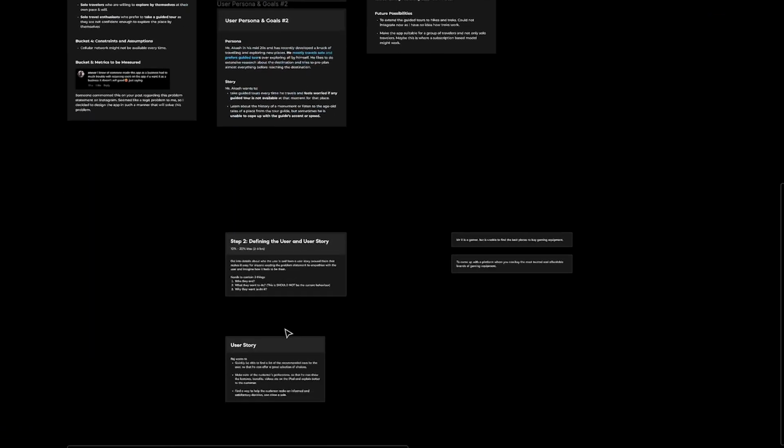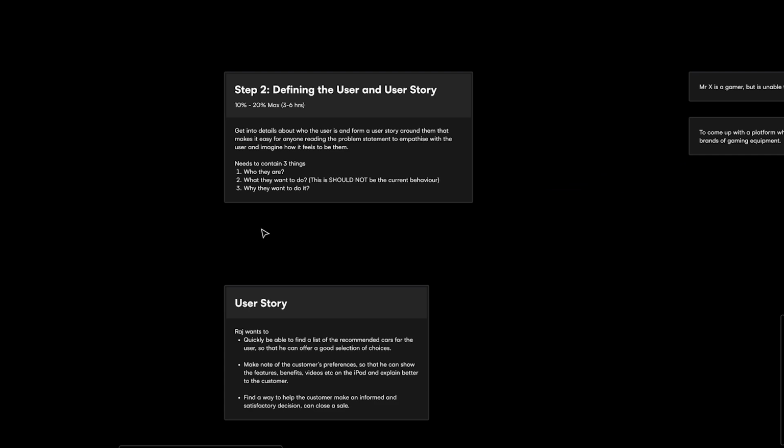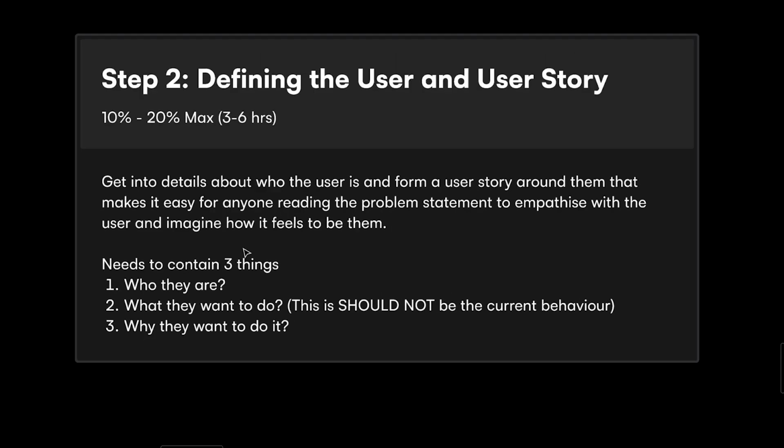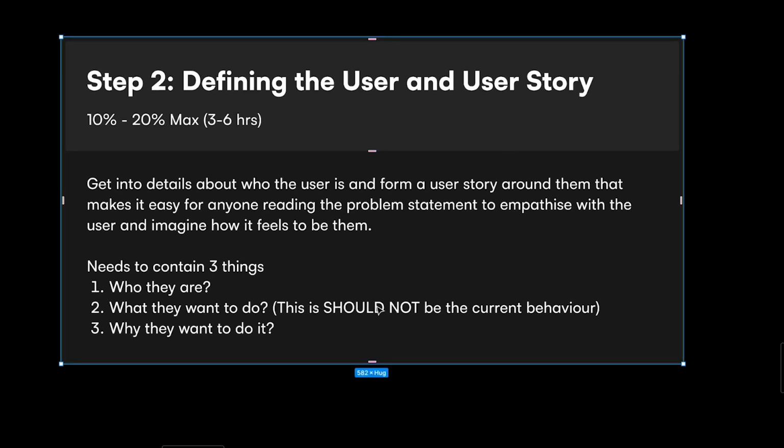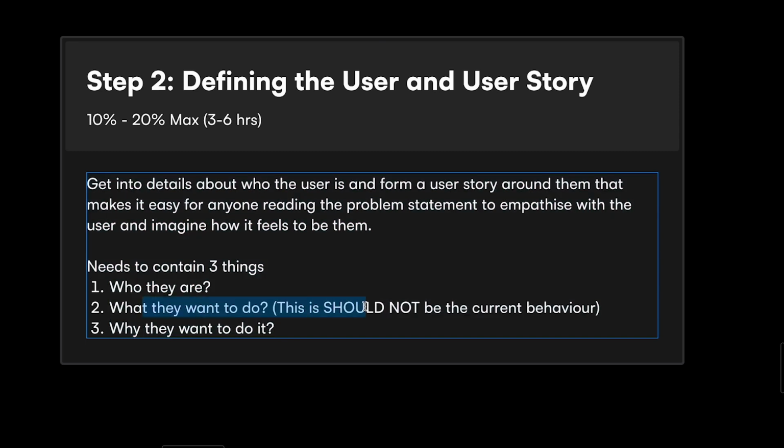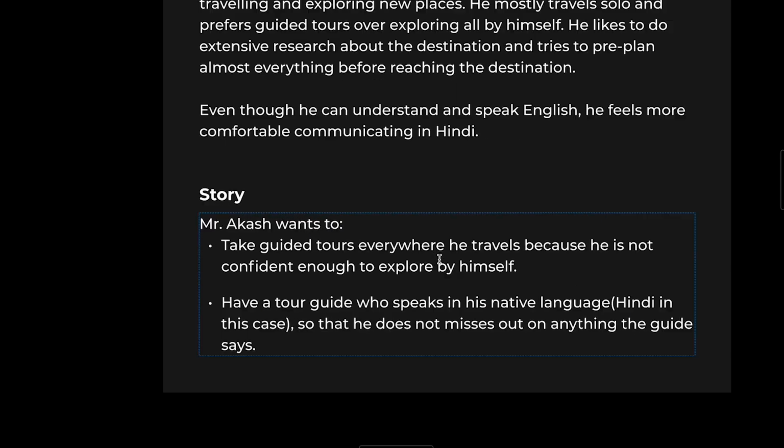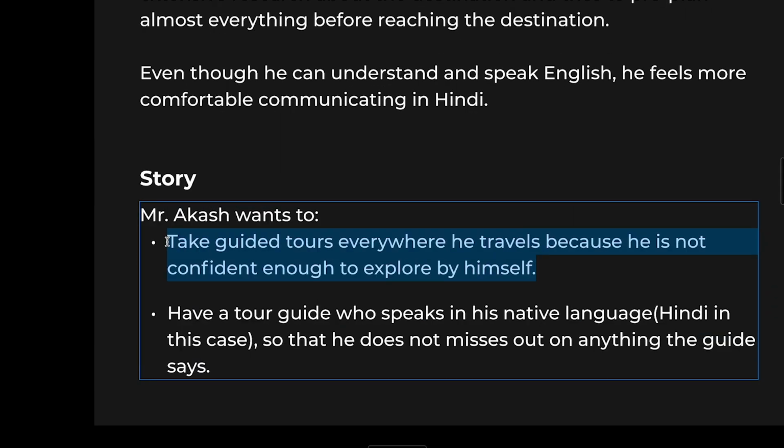So if I come back over here to the second point, this should not be their current behavior. The user story that you're mentioning should not be their current behavior. It is something that they want to do, right? And in this case, Mr. Akash already does take guided tours. That is his current behavior. What is it that he wants to do that he's unable to do? That is something that should be addressed. So this again is invalid.